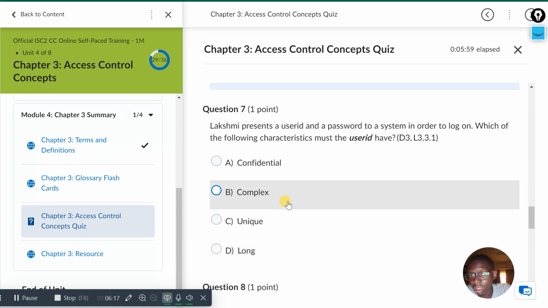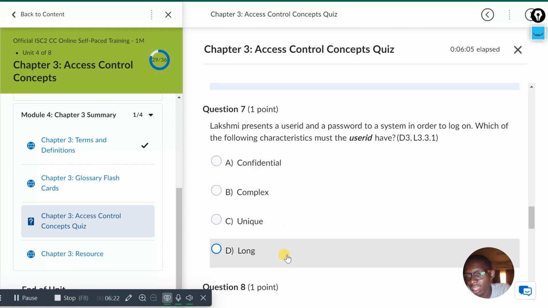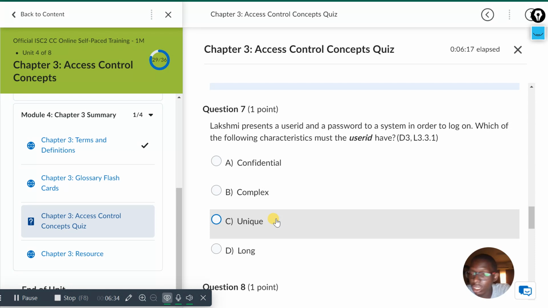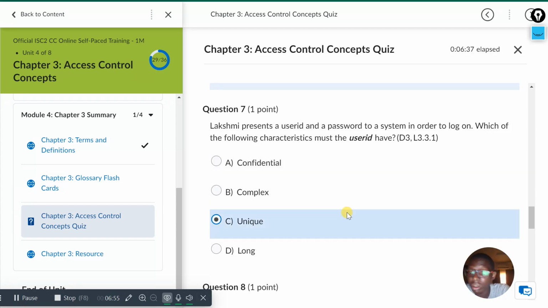If you're using a long user ID, I don't think for any username there is a rule for it to be extremely long. So nope, and it doesn't have to be complex. So we are left with unique and confidential, right? Of course your username is not going to be confidential to you, because most times it's publicly accessible information, like maybe your email or your name or something of the sort. So I could easily take confidential out of it, but it has to be unique. Not two people should have the same username. That will cause a conflict.